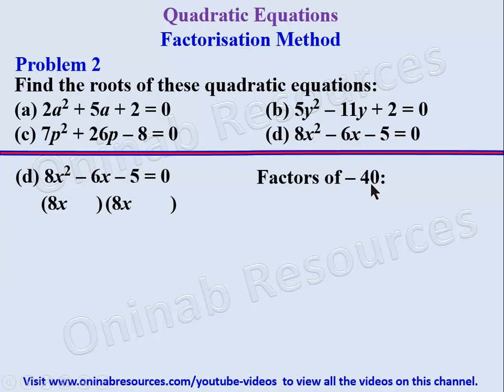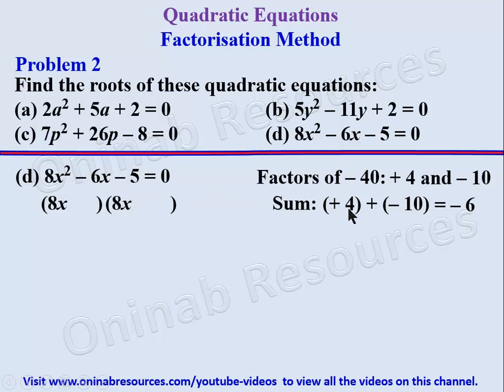10 and 4. 10 and 4 first will give us 40. Which one will get the negative? Oh, the 10 will get negative. So the factors are positive 4 and negative 10. And the sum will be positive 4 plus negative 10 gives negative 6. This is the negative 6 here.